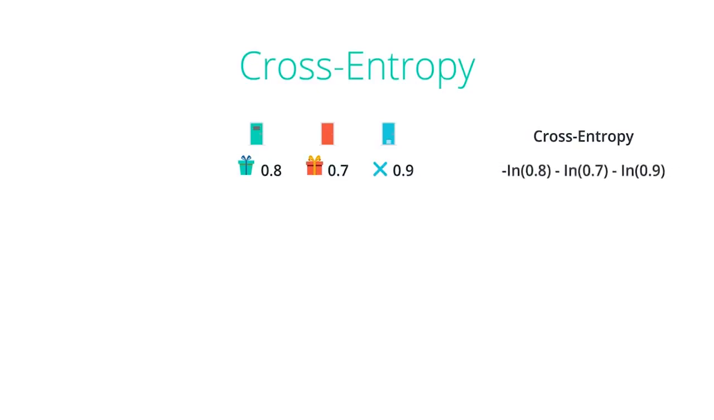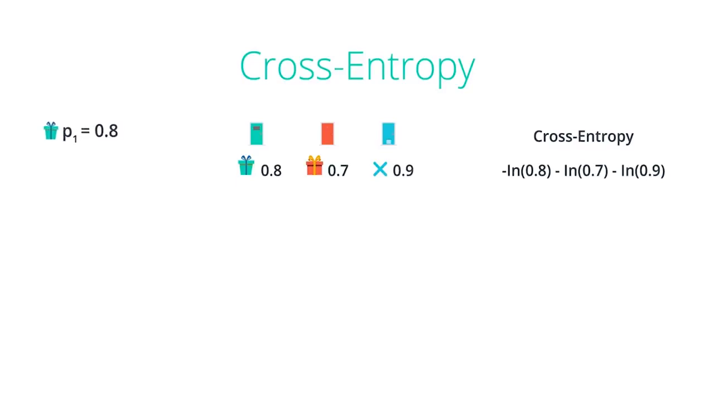So let's actually calculate a formula for the cross-entropy. Here we have our 3 doors, and our sample scenario said that there's a gift behind the first and second doors, and no gift behind the third door. Recall that the probabilities of these events happening are 0.8 for a gift behind the first door, 0.7 for a gift behind the second door, and 0.9 for no gift behind the third door. So when we calculate the cross-entropy, we get the negative of the logarithm of the product, which is the sum of the negatives of the logarithms of the factors, which is negative logarithm of 0.8 minus logarithm of 0.7 minus logarithm of 0.9.